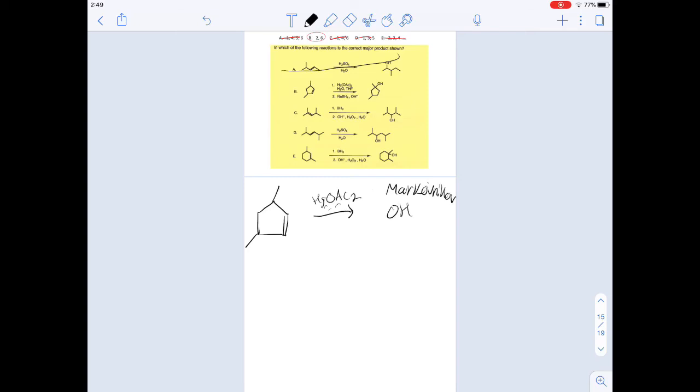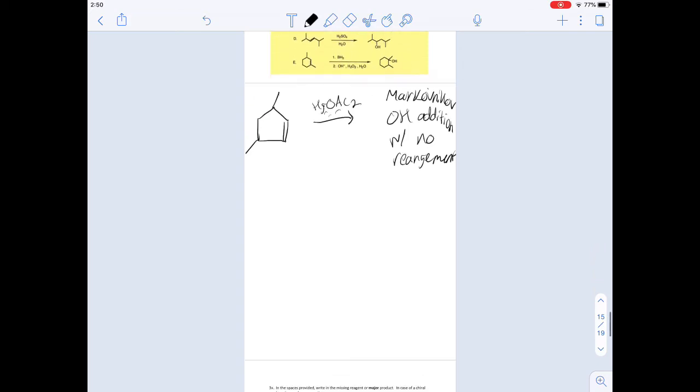Markovnikov OH addition with no rearrangement. So with that already, you should be able to guess what the product is going to look like. But I'll give you the intermediates in case. Actually, there are no intermediates in this one because the intermediate is a ring.